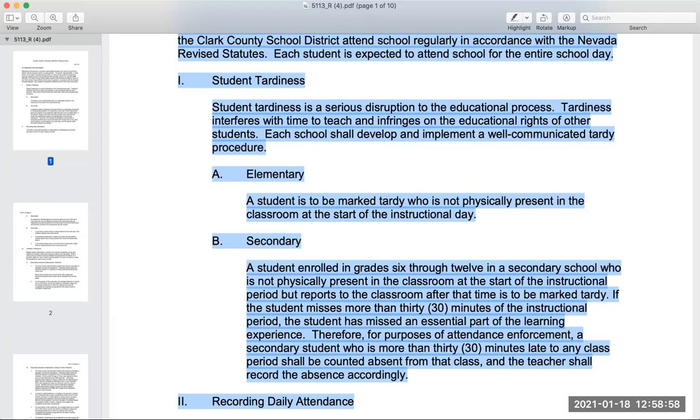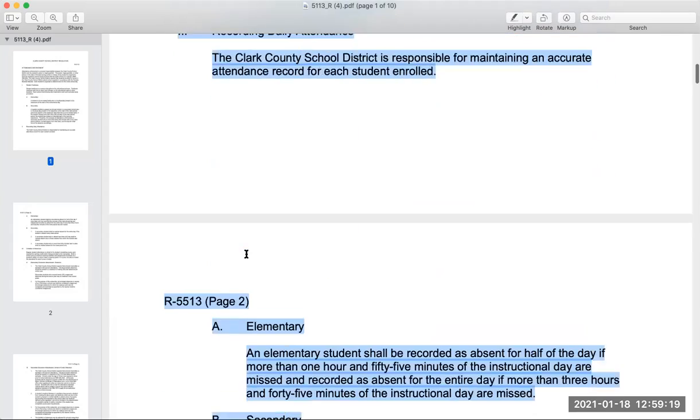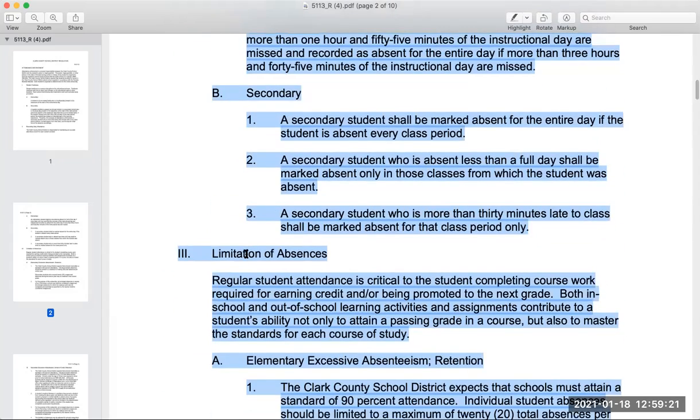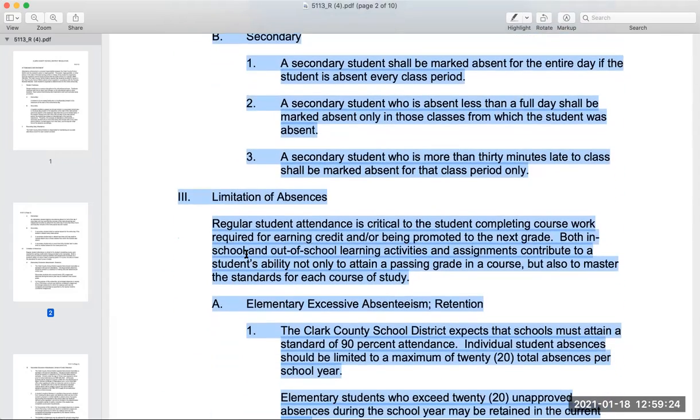Secondary. 1. A secondary student shall be marked absent for the entire day if the student is absent every class period. 2. A secondary student who is absent less than a full day shall be marked absent only in those classes from which the student was absent. 3. A secondary student who is more than 30 minutes late to class shall be marked absent for that class period only.